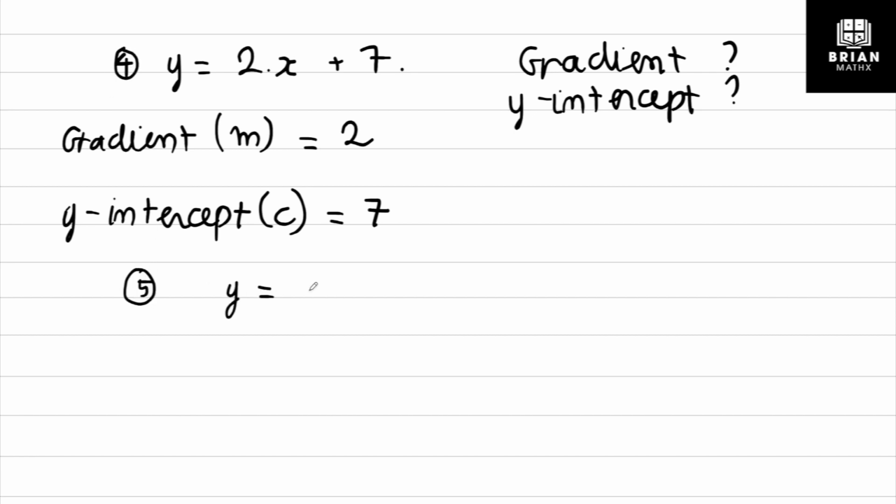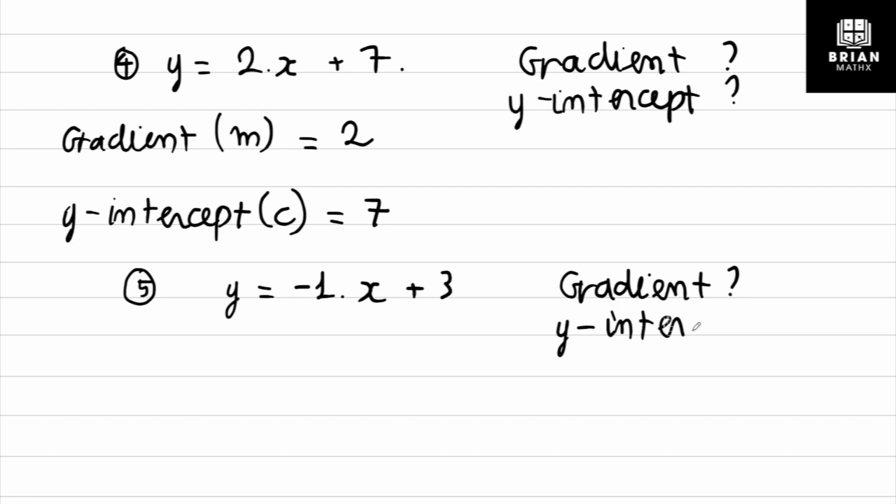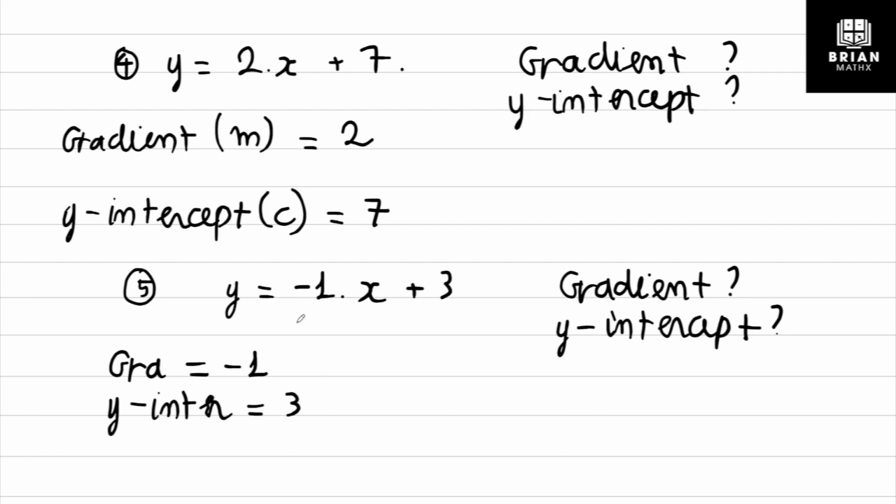Okay, this is question 4 and question 5. You've got y equal to negative 1 multiplied by x plus 3. The same thing: what is the gradient of this line and what is the y-intercept of this one? The gradient will be equal to negative 1 and the y-intercept equal to 3. That is the value of m and c. After 5 examples, I hope you can understand this. Now, a little bit more difficult.